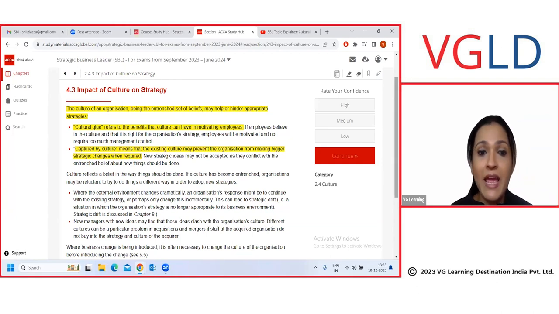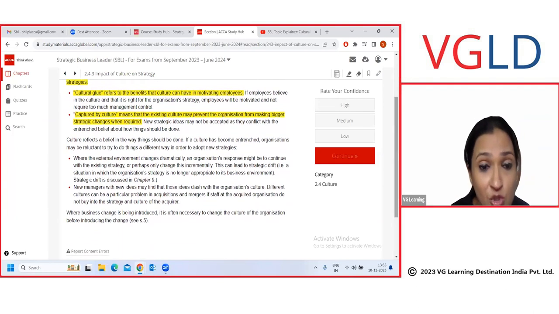So definitely, an organization needs to make sure that it is fostering good cultural glue and at the same time trying to minimize the impact of the captured culture in the employees.